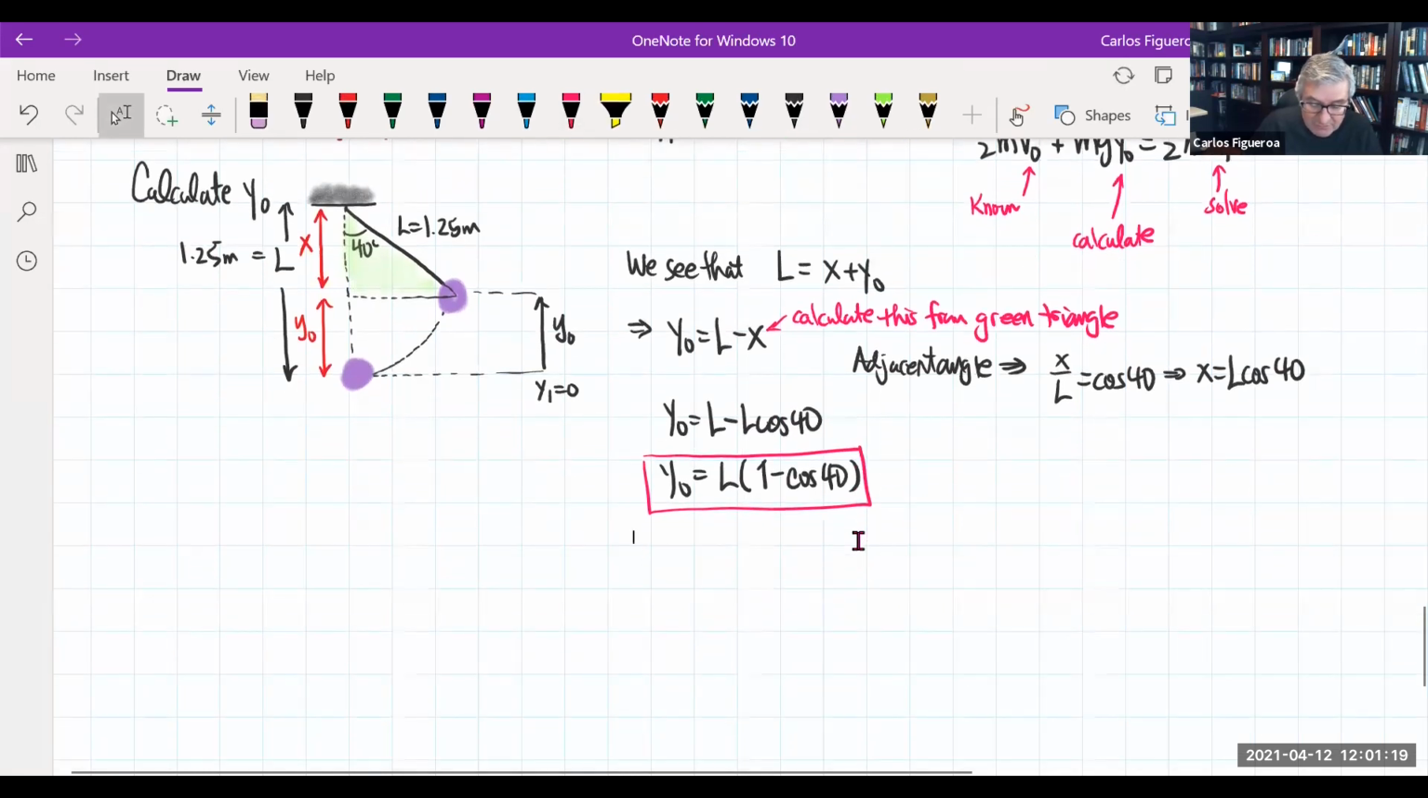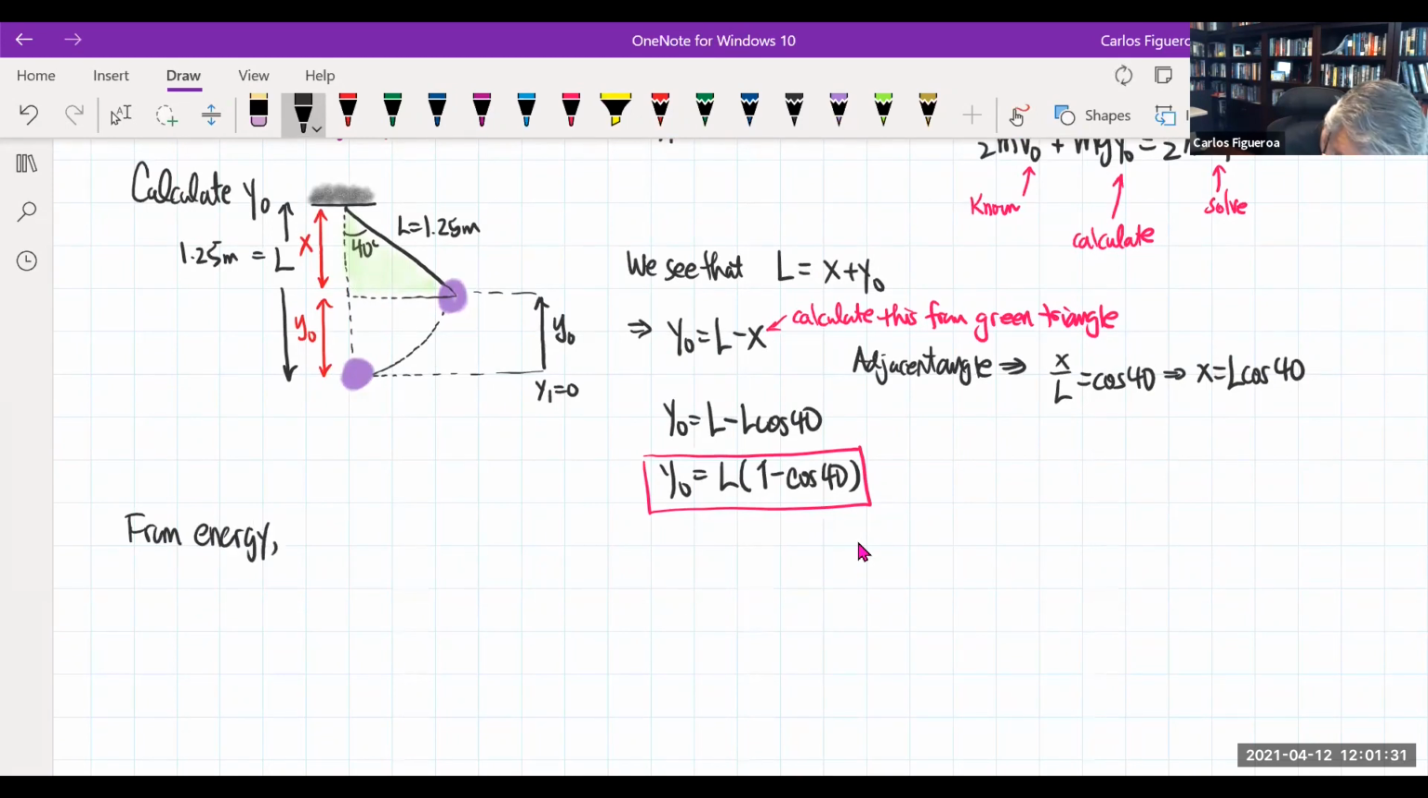If I go apply conservation of energy, what am I seeing here? Well, conservation of energy says this. From energy, we already agreed that we had 1/2 m v initial squared plus m g y initial equals 1/2 m v1 squared. So then I'm going to solve for v1, and check this out, I have masses on both sides, so I could cancel that out.